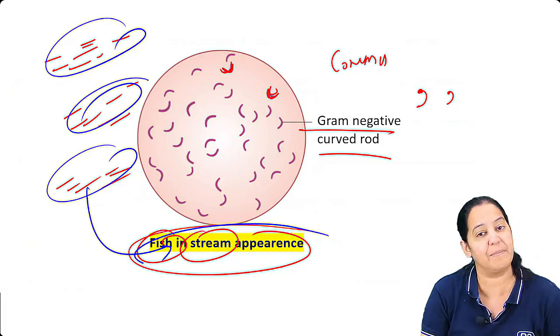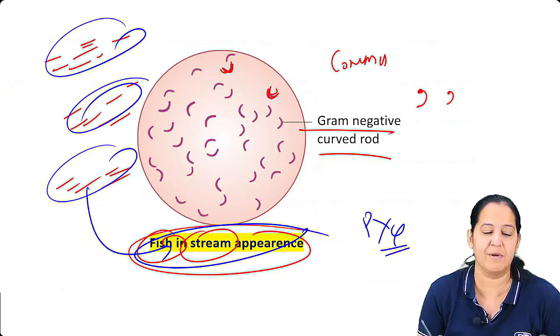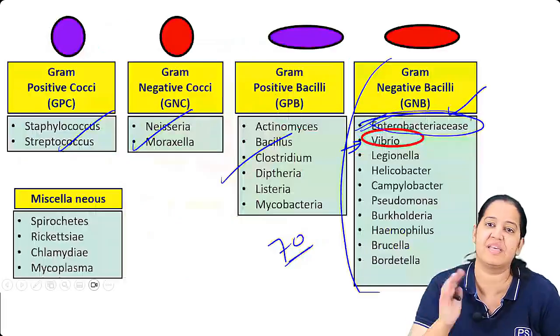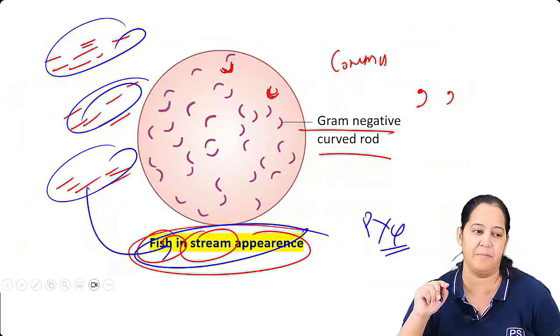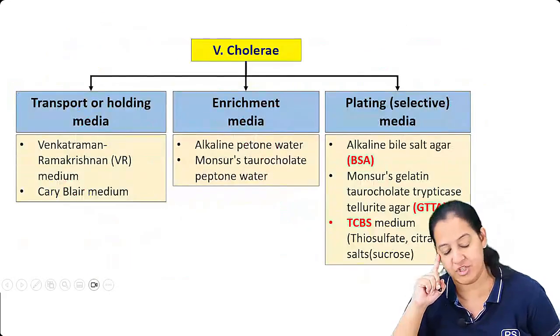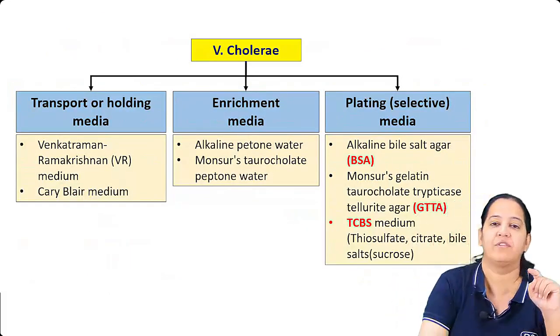Please learn this. It's a PYQ. Fish in stream appearance, because it travels in groups like the fishes in the pond. So it is known as fish in stream appearance. It is coma shaped. Let me tell you the culture media of the Vibrio cholerae.